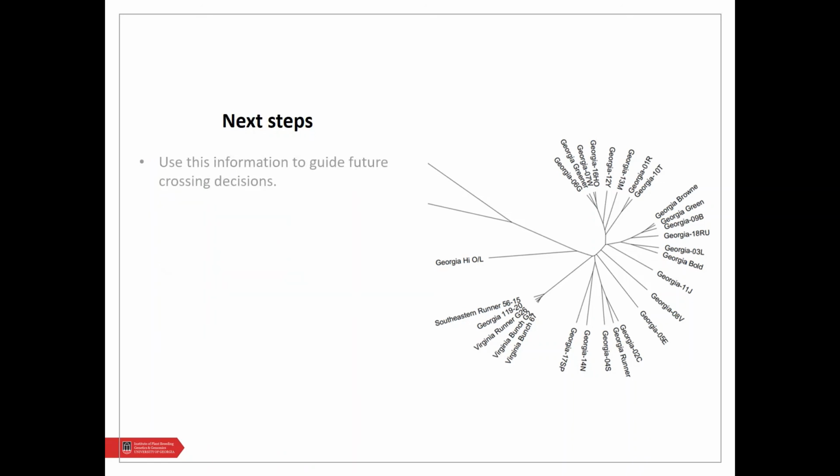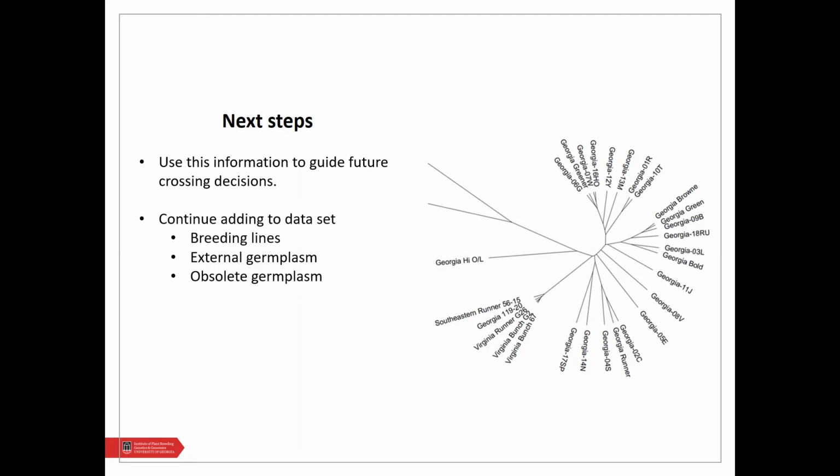So next steps include using this information to guide future crossing decisions and continuing to add to the data set with new breeding lines, external germplasm, and obsolete germplasm. And then hopefully someday making crosses to quantify genetic gain based on these distances.